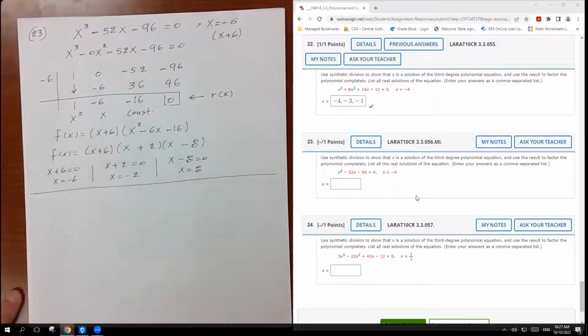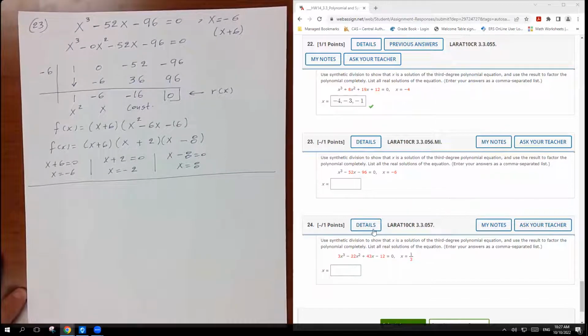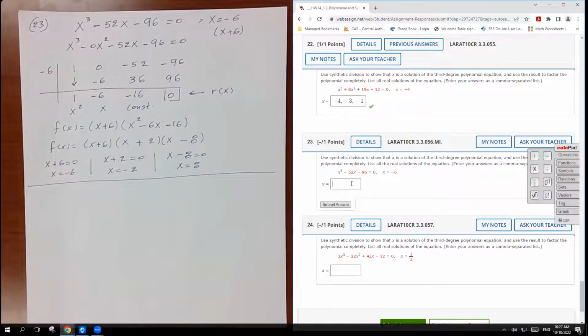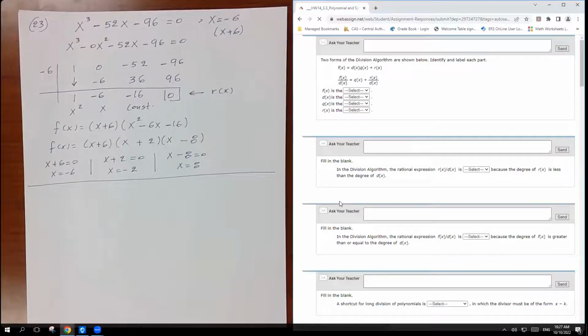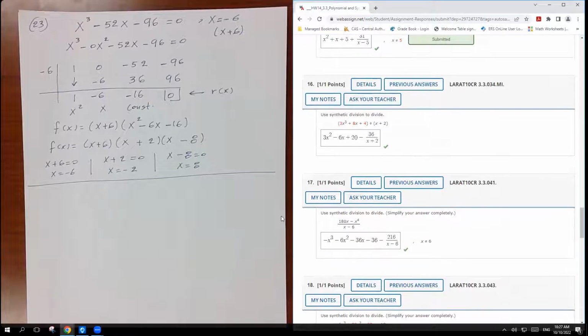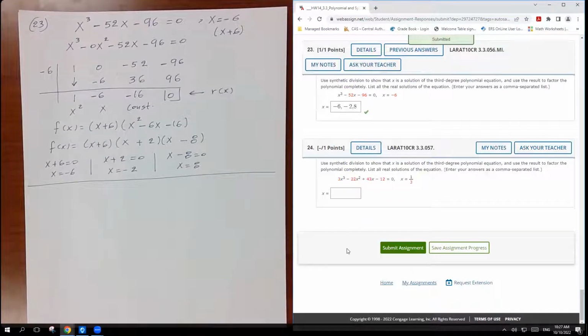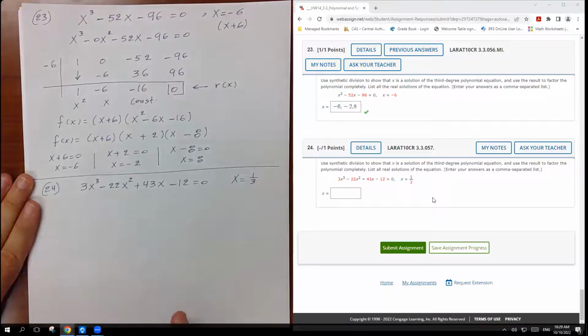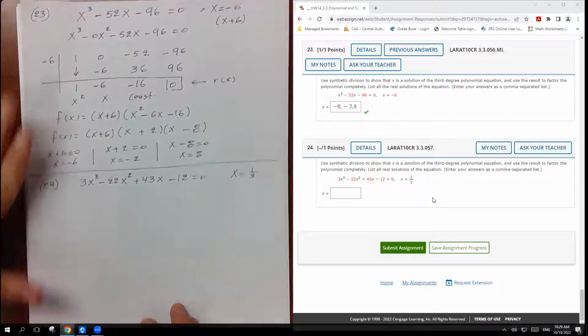So we have 3 zeros. So we're going to type here -6, comma, -2, comma, and 8. And the same thing with example 24. For example 24, we have a fraction. Let's work on the last example.